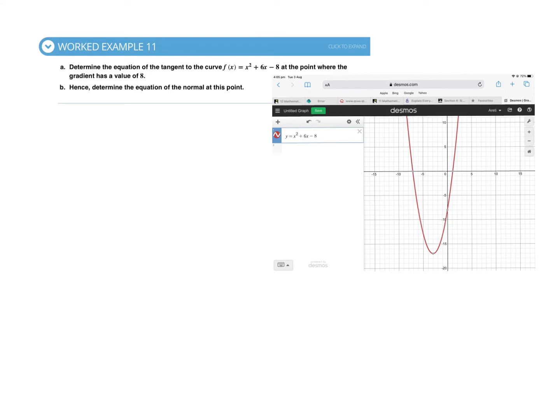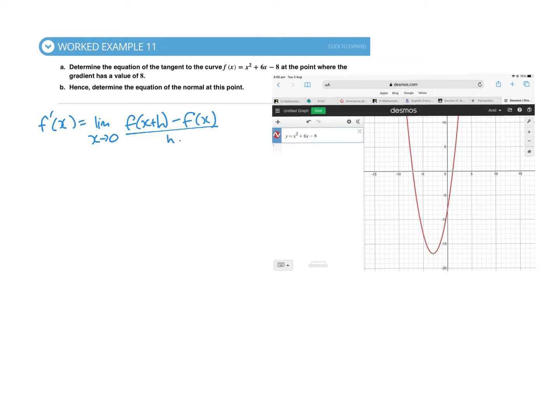Worked example 11, we are going to find the tangent to the curve where the gradient has a value of 8. So when we're finding tangents to the curve, in this worked example, we were using first principles. So let's go ahead and do that. So the first principle means f dash of x, we're going to use the formula, is equal to the limit as h approaches 0 of the function of x plus height or some width value minus x itself over h.